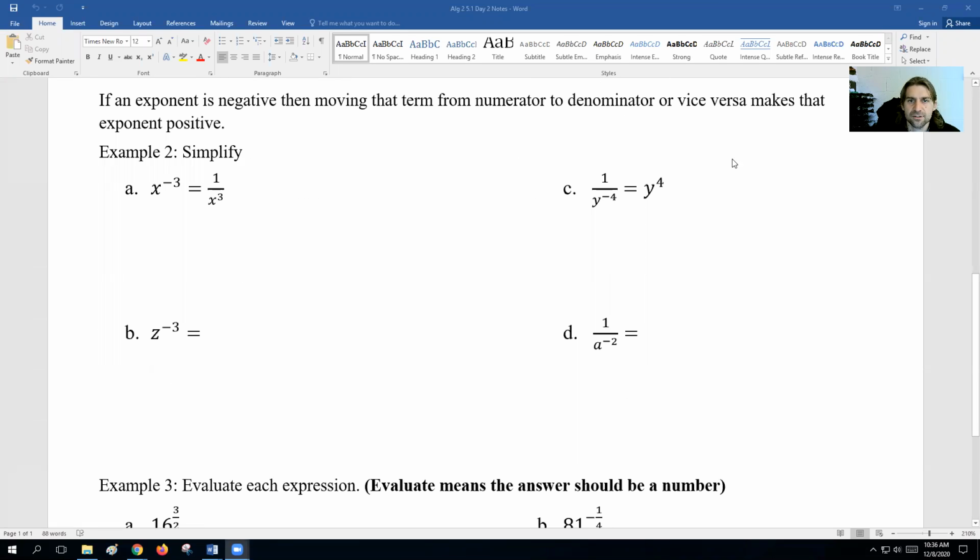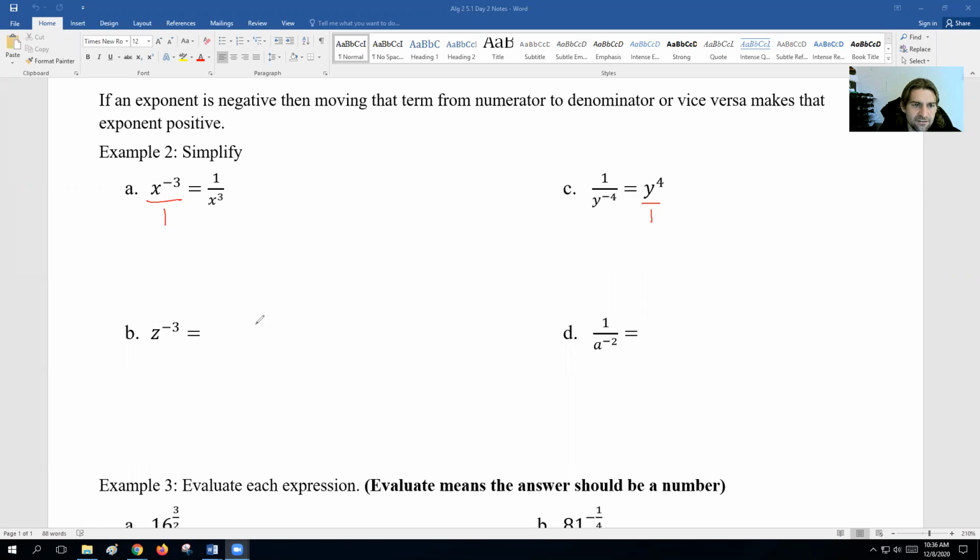The other rule that you guys learned back in Algebra 1 is that if we have a negative exponent, it turns our problem to the denominator. So x to the negative third power makes it 1 over x cubed. And if it's on the denominator, it flips it back up to the top. So 1 over y to the negative fourth becomes just y to the fourth, because technically it's y to the fourth over 1, that's y to the fourth.